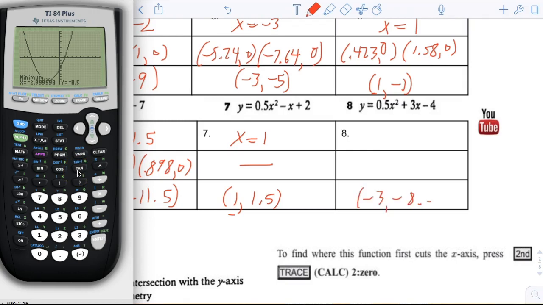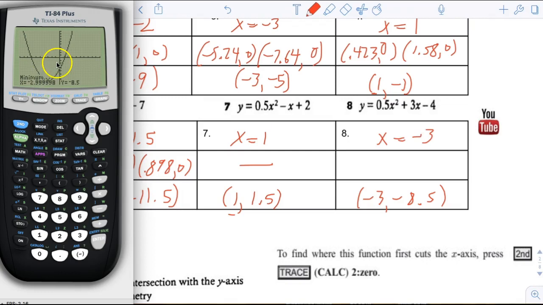Do you see how instead of -3 it gave us -2.999999? Well, that's the same thing as -3. Okay, the axis of symmetry would be the x-coordinate of the vertex, so x equals -3.